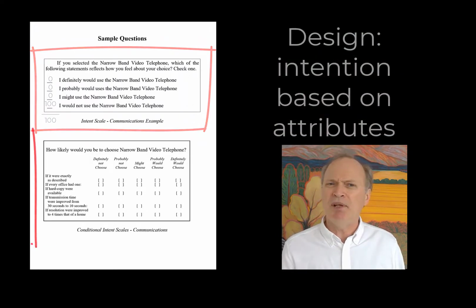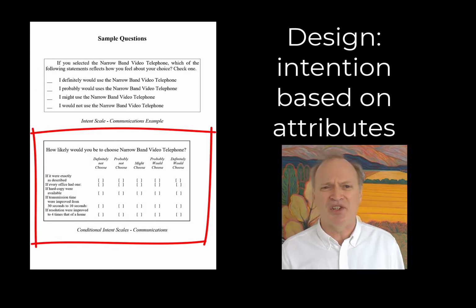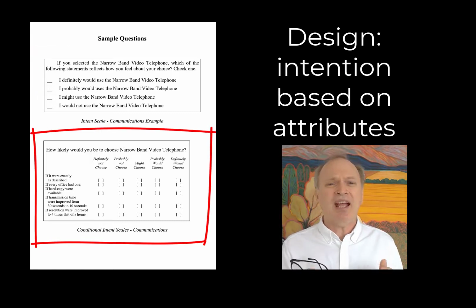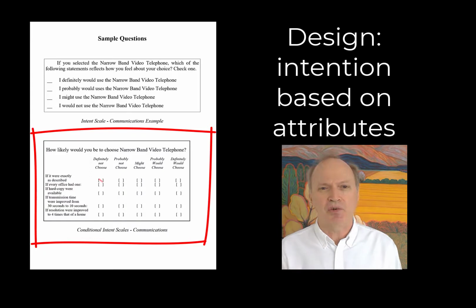The next one below it is I would call a design question. It's more similar to a conjoint. You list a bunch of attributes and you ask the people, how likely would you buy this product if it had the following attributes? What if it was exactly as described? What if every office had one?